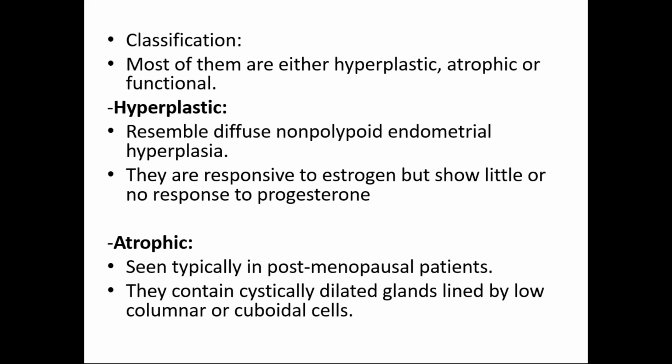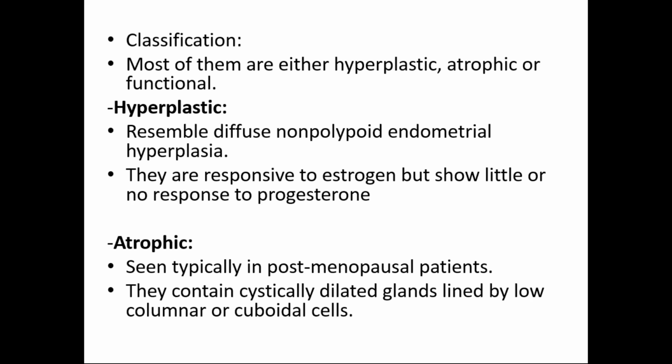So what is the classification of endometrial polyps? Most of them are either hyperplastic, atrophic, or functional. So what is meant by hyperplastic polyp? If the polyp contains more glands compared to the stroma, as in the case of hyperplasia of the endometrium, it is known as hyperplastic polyp. It resembles diffuse non-polypoid endometrial hyperplasia. They are responsive to estrogen because with estrogen there will be endometrial hyperplasia. That's why hyperplastic polyps also respond to estrogen but show little or no response to progesterone.